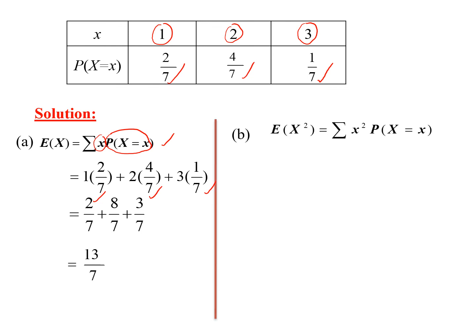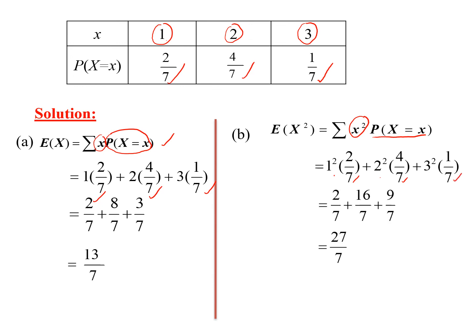For part B, we are going to find out the E(X squared). So the formula is summation of x squared times the probability. We take the x, then we square it. 1 squared times the probability, 2 squared times the probability, 3 squared times the probability 1 over 7. Then our calculation will give us the answer as 27 over 7.